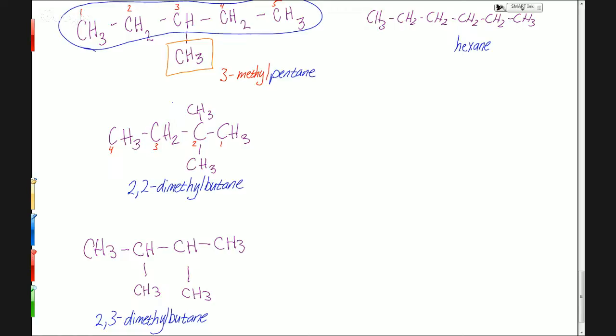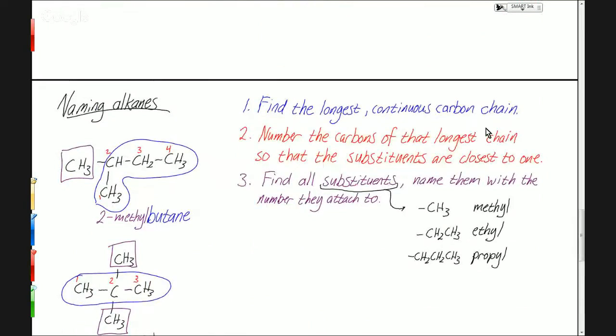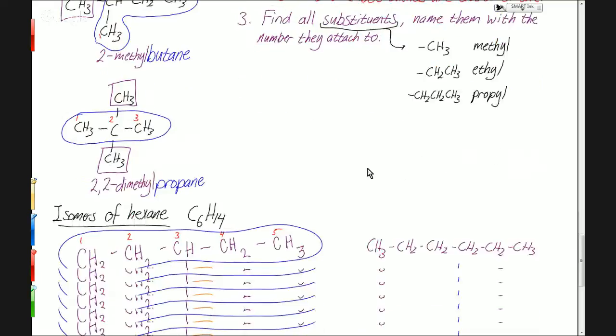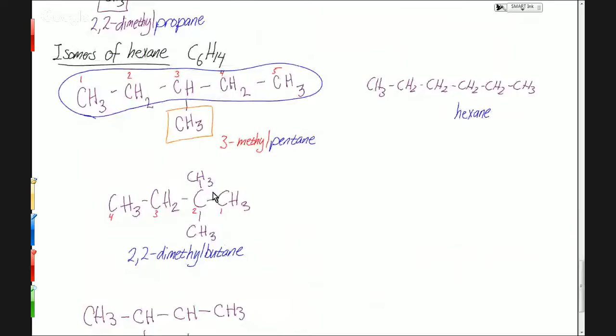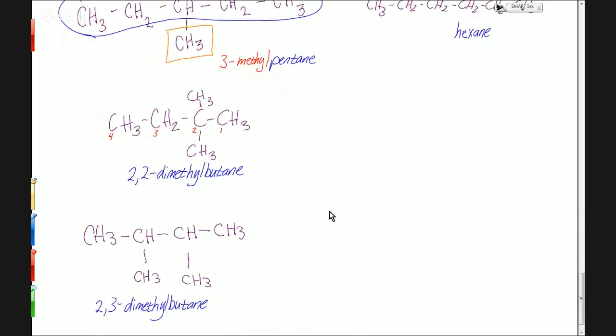I'm sorry, why did you name it that way again for the second one? Yeah, because the second rule says number the carbons so that the substituents are closest to 1. So if we named it the other way, it would be 3,3-dimethylbutane. And we always want those numbers to be as low as possible.